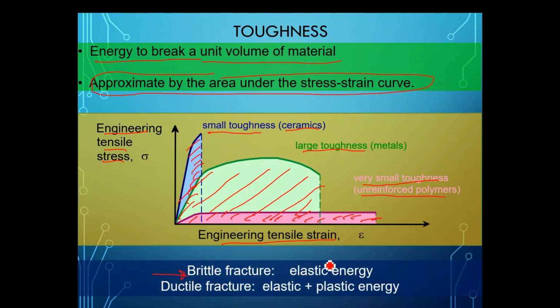In brittle fracture, you would essentially have the energy stored as elastic energy. In ductile fracture, you'll have both components, elastic plus plastic energy, both contributing towards the total energy that leads to the rupture of the material. All right.